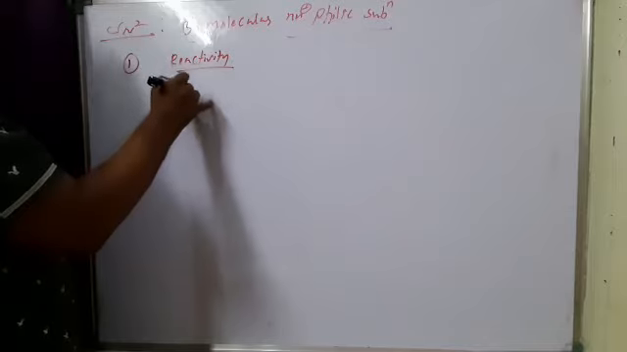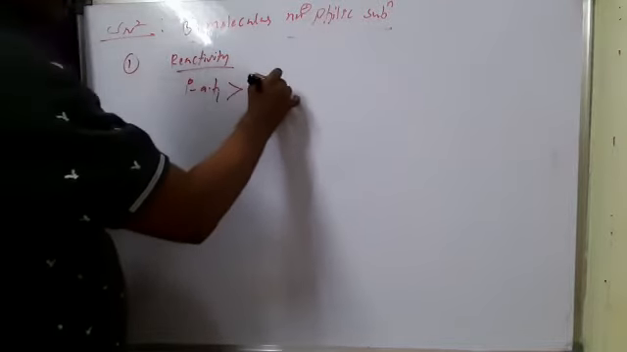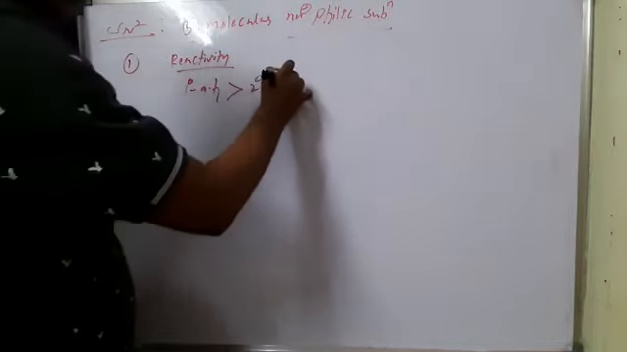If you see alkyl halides, primary alkyl halides are more reactive than secondary alkyl halides, and then tertiary alkyl halides. So reactivity: primary is greater than secondary, then tertiary, which is the reverse of SN1. And in this case the base effect is more. The rate of the reaction is directly proportional to the alkyl halide and also the nucleophile.